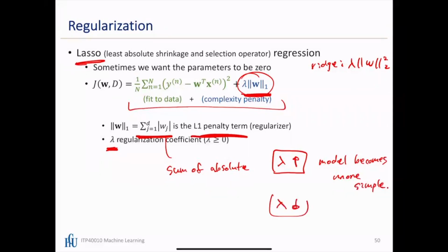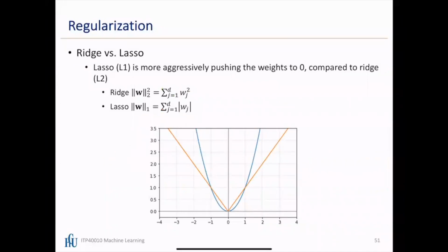And when lambda is small, the model is getting more complicated. So we have two options: one is Ridge, the other is Lasso. Ridge is taking the square of W, and Lasso is taking the absolute value of W. And its practical meaning is that it's sort of adjusting your W value in this way.